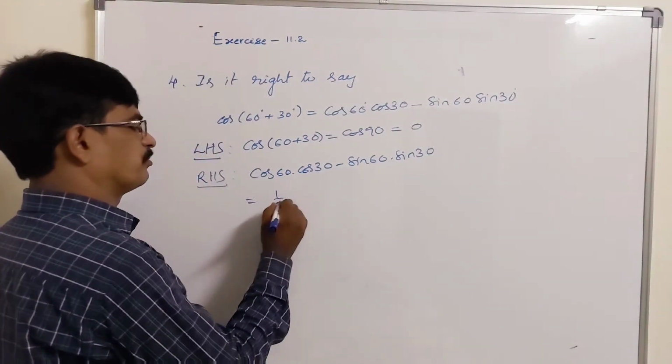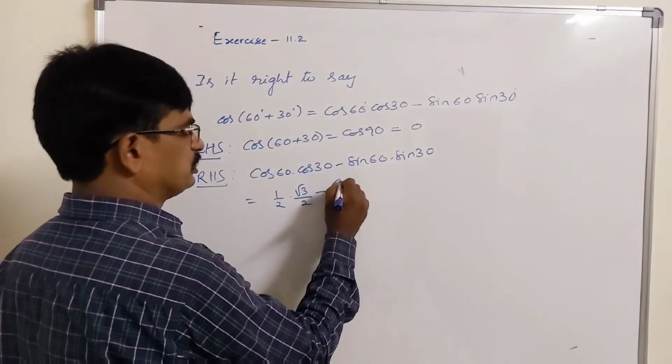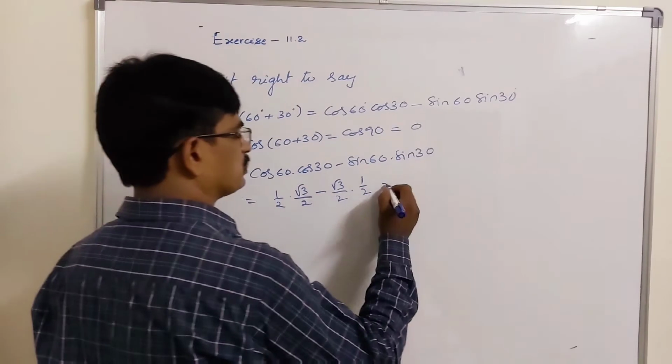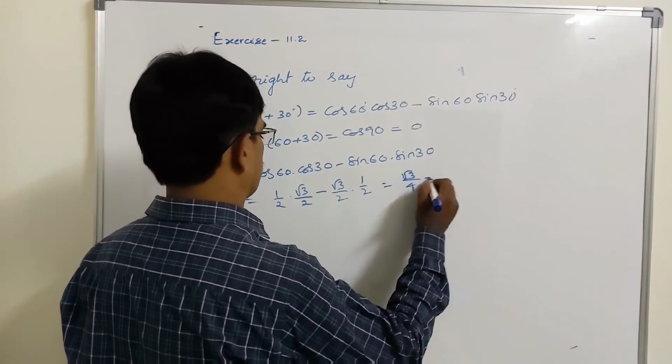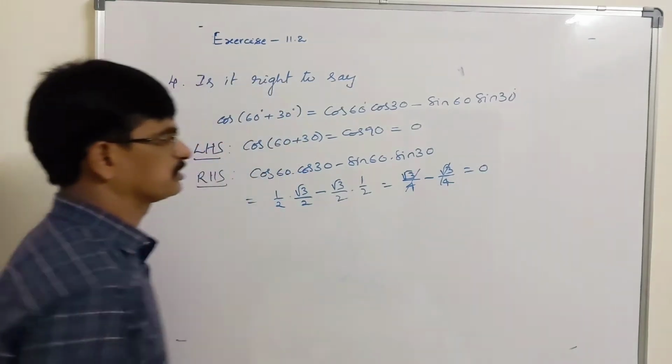Cos 60 is 1 by 2. Cos 30 is root 3 by 2. Minus sin 60, root 3 by 2. Sin 30, 1 by 2. That is root 3 by 4 minus root 3 by 4. Both are cancelled out. We get the result 0.